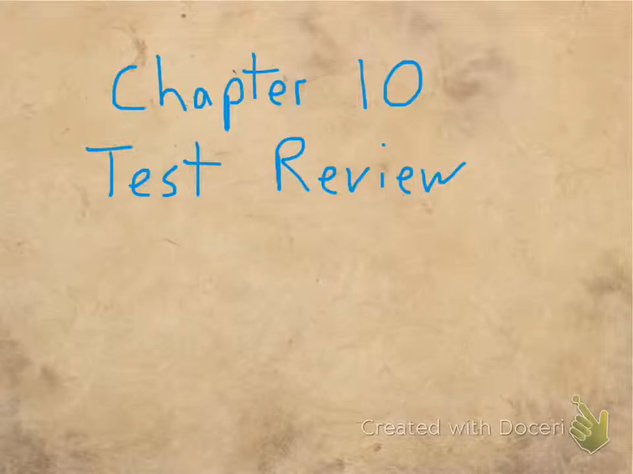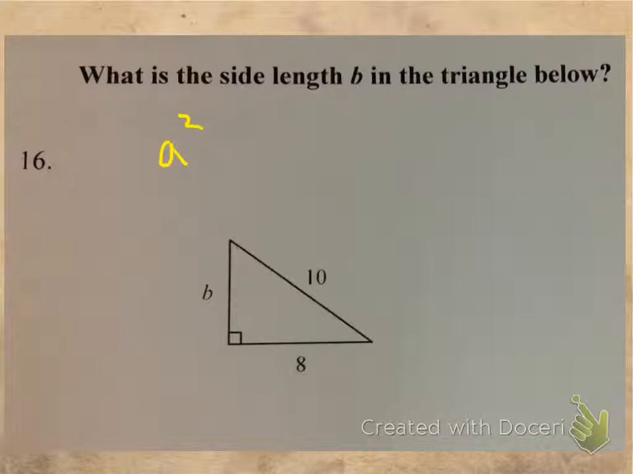Alright guys, this is the Chapter 10 test review, the written portion at the back of the packet that I handed out in class. The first problem, number 16, what is the side length B in the triangle below? Of course that's a right triangle, so we're going to use the Pythagorean theorem.